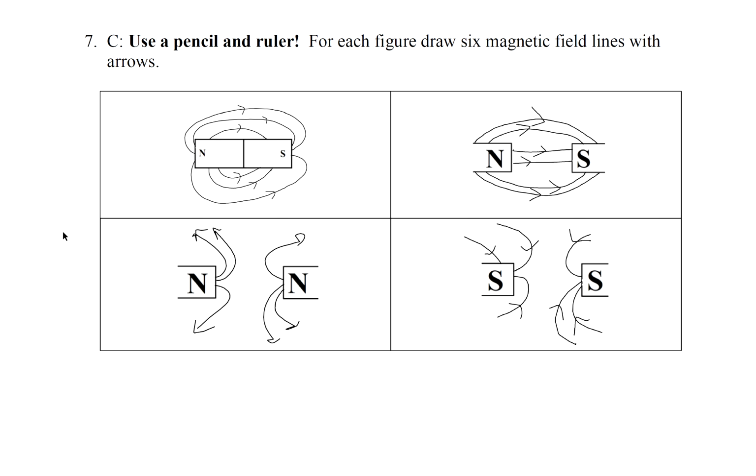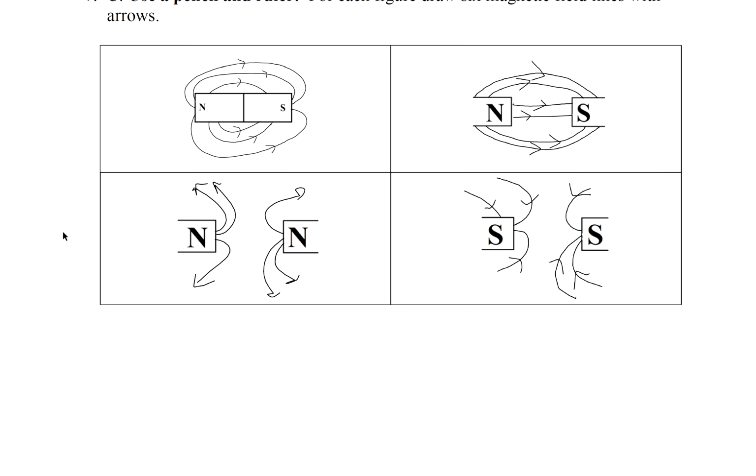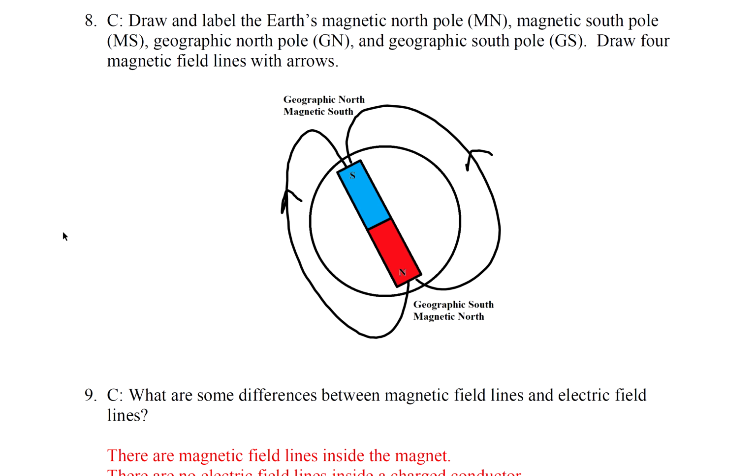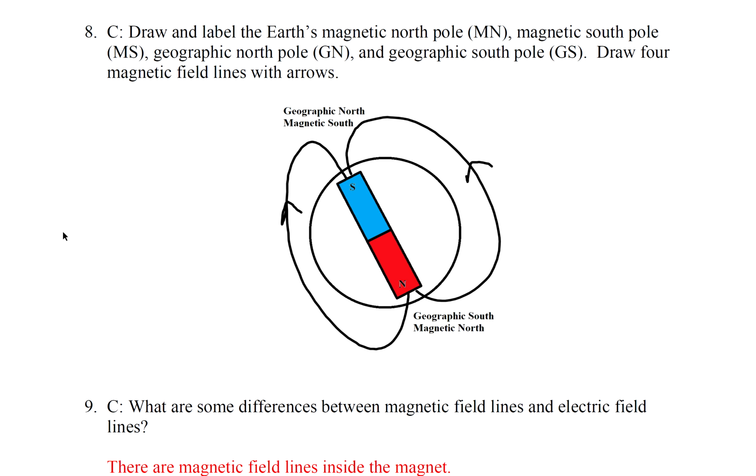Question 7. For each figure, draw 6 magnetic field lines with arrows. So you could see magnetic field lines always point from north to south, and they never cross. Question 8. Draw and label the Earth's magnetic North Pole, magnetic South Pole, geographic North Pole, and geographic South Pole. Draw 4 magnetic field lines with arrows.